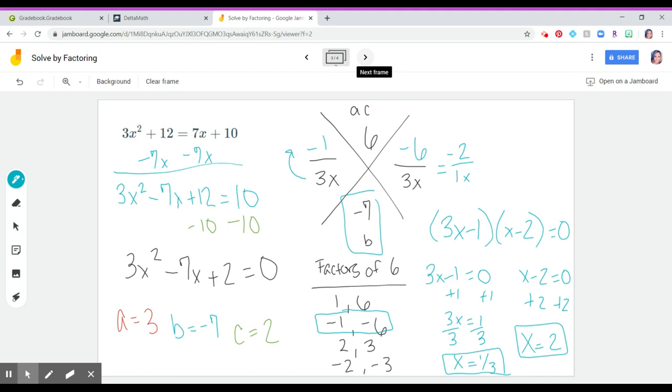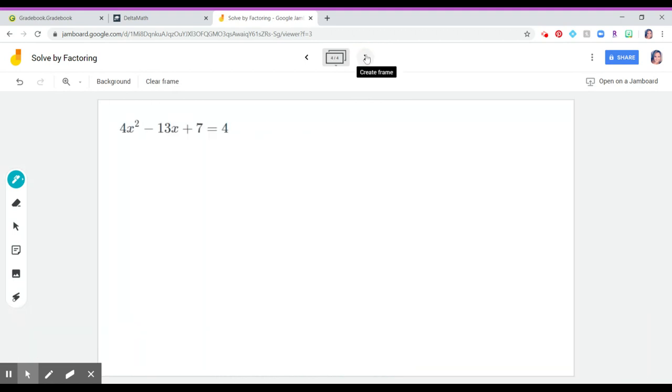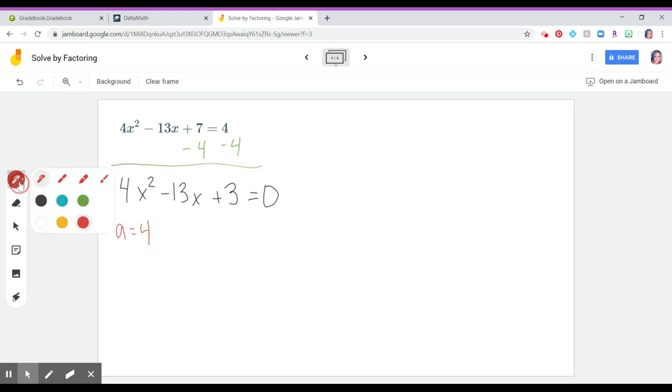All right, last example for us is here. Again, it's not equal to 0, so I want to make sure I make it equal to 0 for standard form. So I get 4x squared minus 13x. 7 minus 4 is 3, and that equals 0. So we got to standard form. Now let's identify: my a is 4, my b is negative 13, and my c is 3.